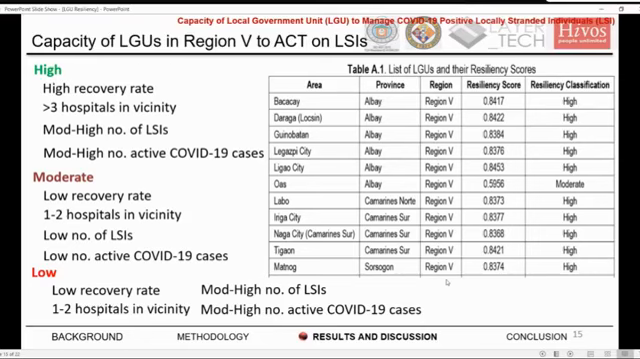It has a low recovery rate, although low ang number of LSIs niya and number of active cases. But since medyo mababa pa yung hospital sa vicinity niya, may tendency po siyang maging low ang classification niya if tumaas po ang number ng LSIs niya and active COVID-19 cases. But overall po, okay naman po tayo ngayon in terms of the data sa LSIs.